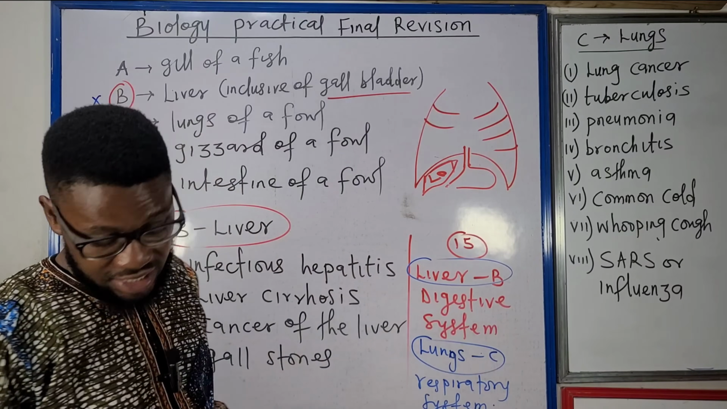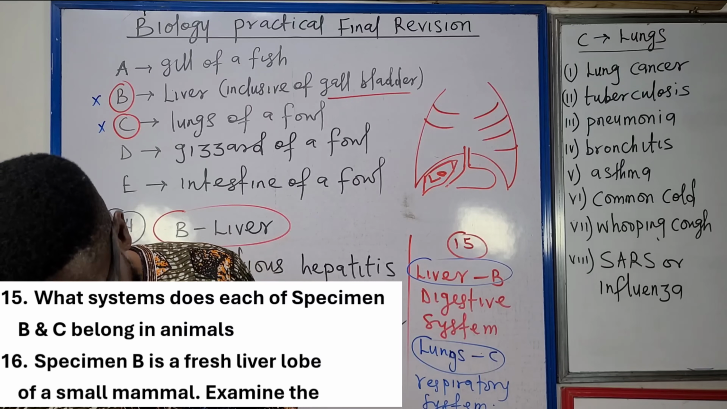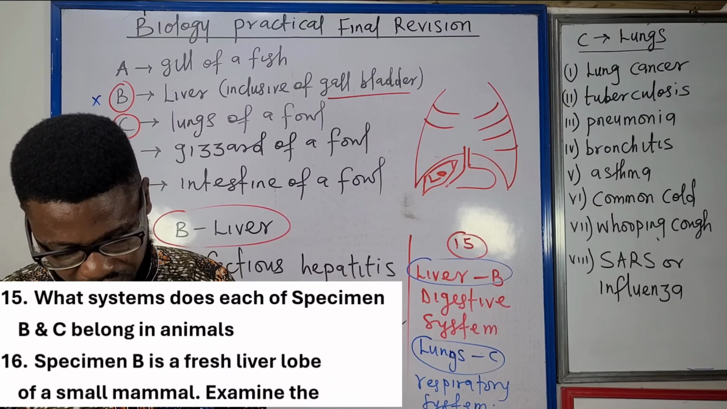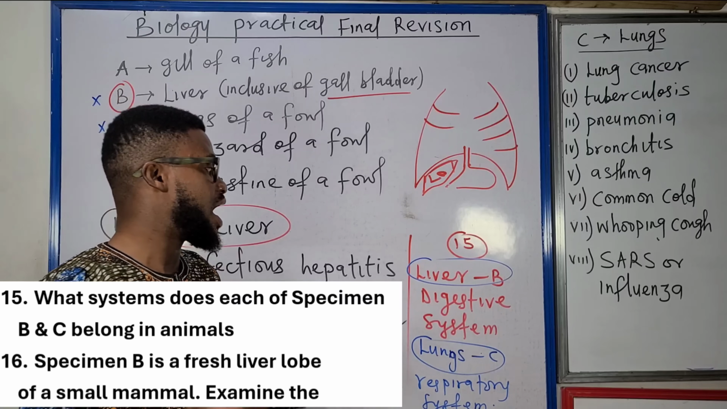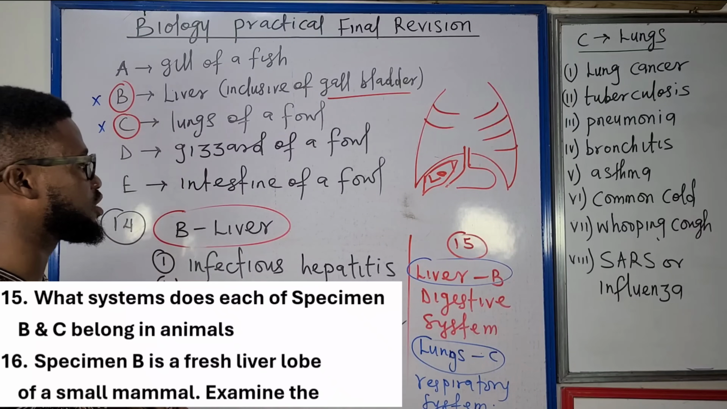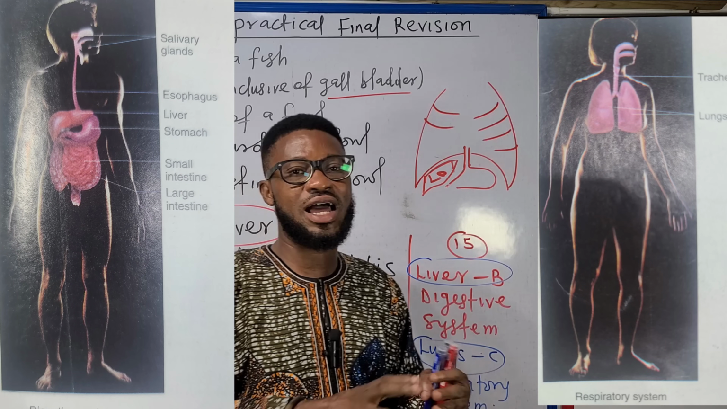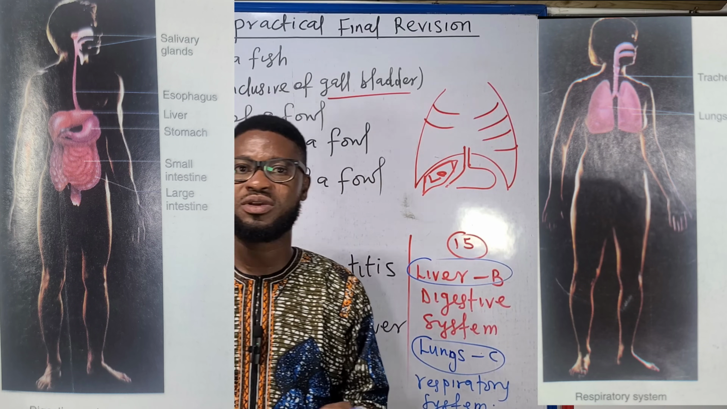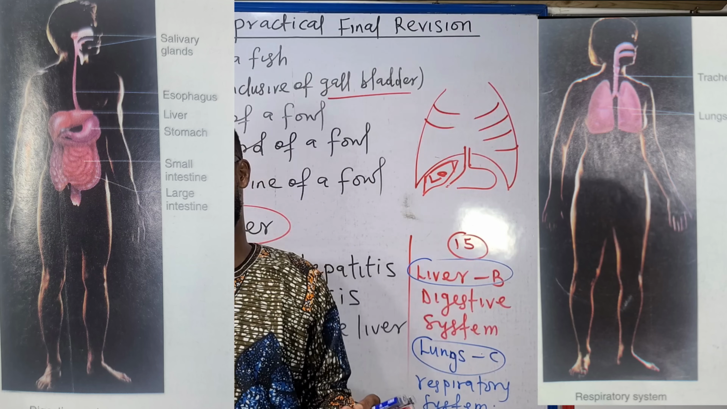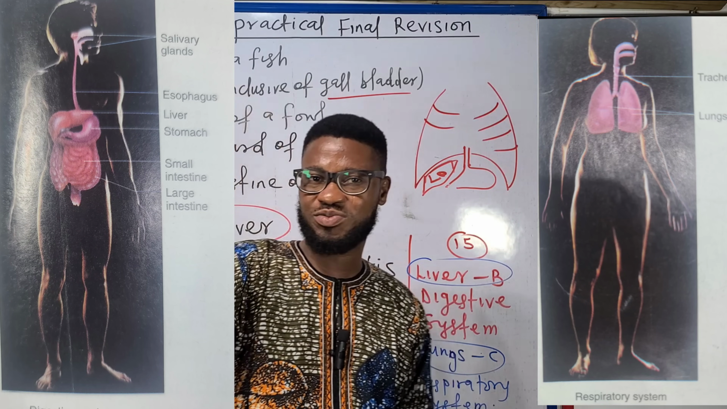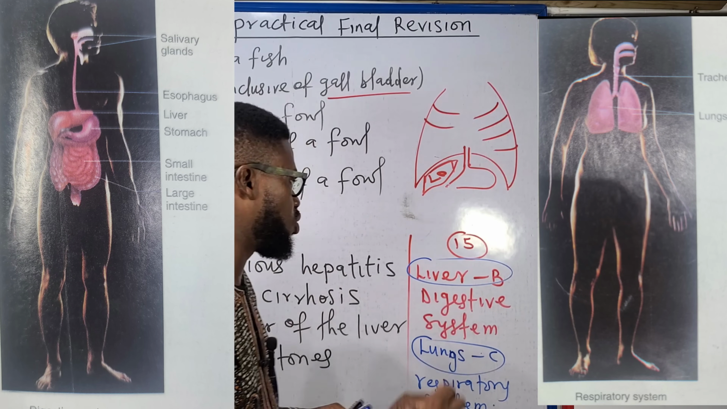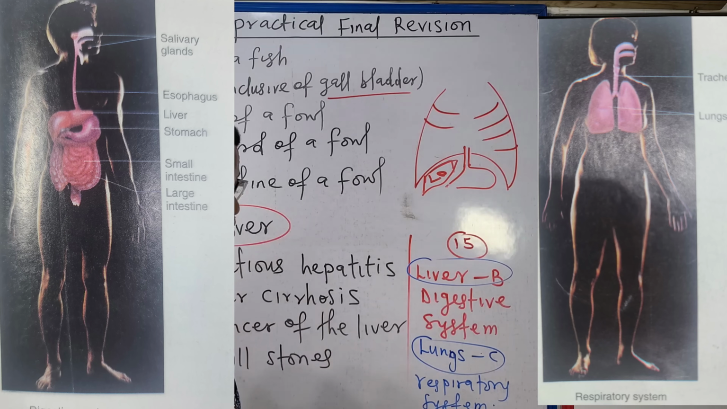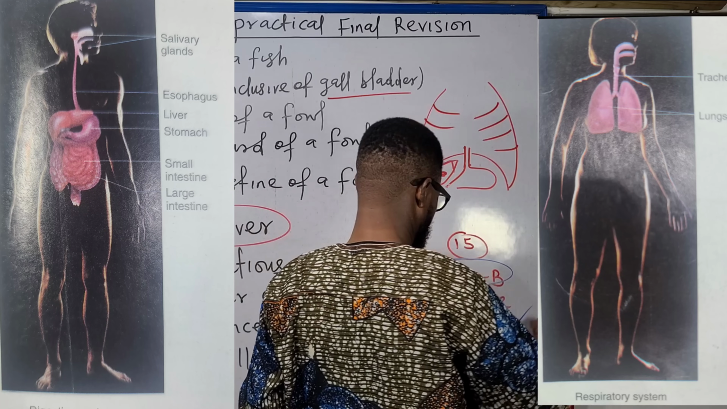Moving on to question 15. We were told, what system does each of specimen B and C belong to in animals? Talking about the liver, what system does it belong to? We have various systems that make an organism a living entity, from the digestive system to the nervous system to the endocrine system, to the reproductive system, respiratory system, and what have you. The liver serves so many functions, but predominantly it falls into the digestive system.